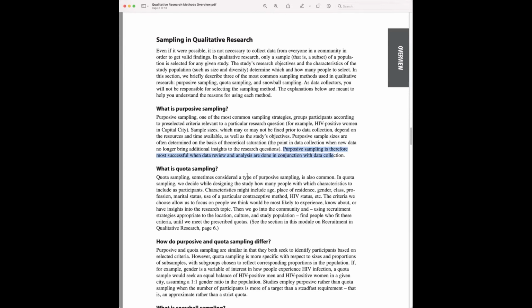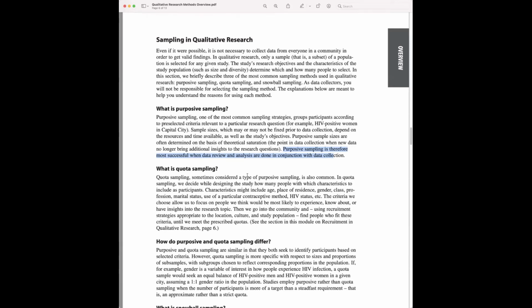The criteria should be related to your research question. Quota sampling is sometimes considered a type of purposive sampling. It's also common. In quota sampling, we decide while designing the study how many people with certain characteristics to include as participants. So now you are going a little bit further than purposive sampling. So, what characteristics do you want? I want a particular age group. I want a particular place of residence, gender, profession, marital status. I want a particular class to be represented: HR students, MIS students, risk students, banking students, public admin students, health students.